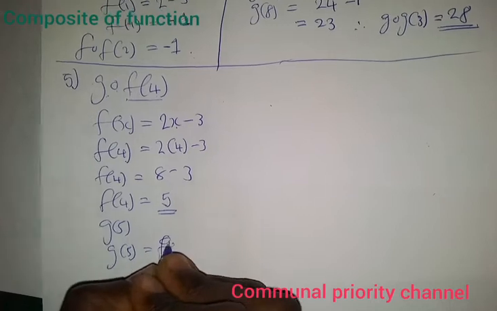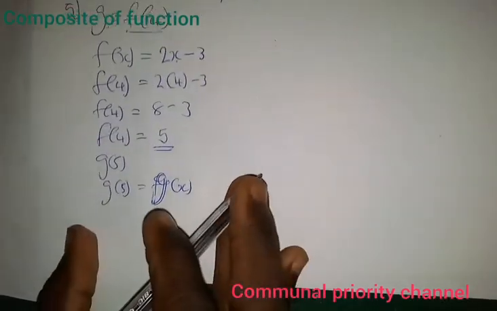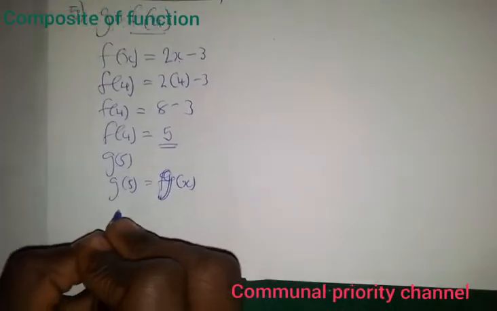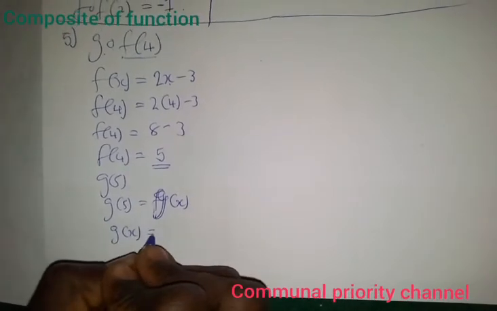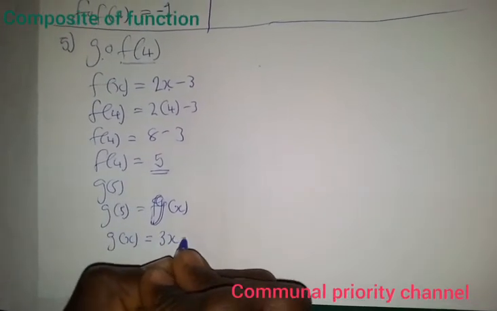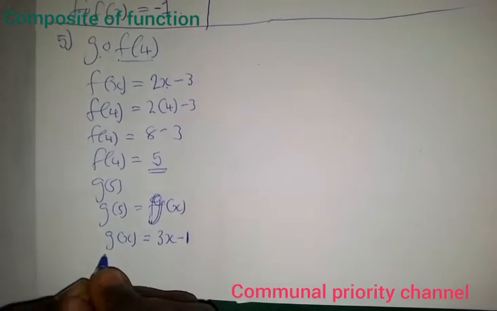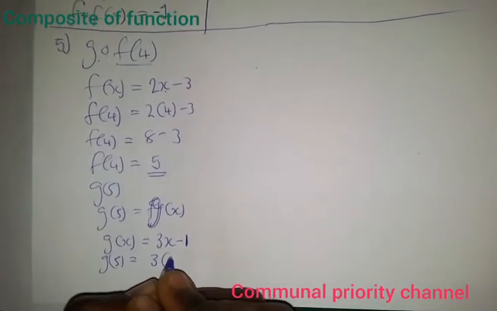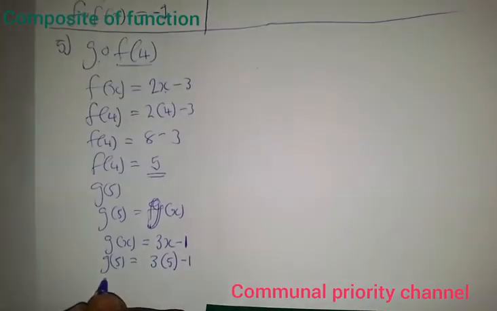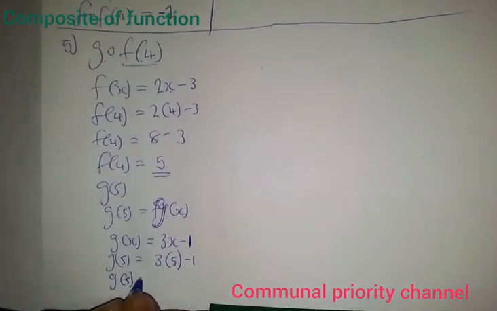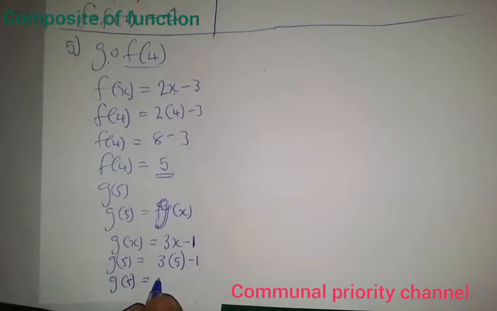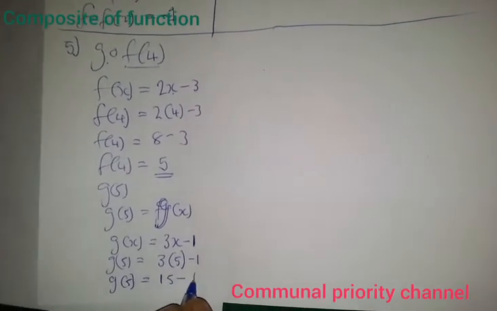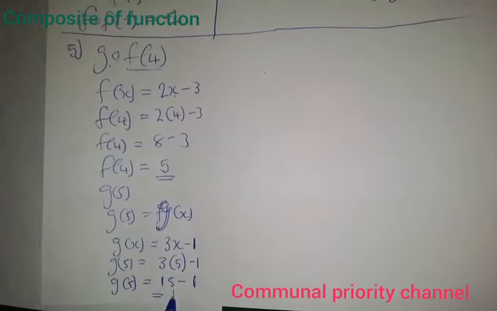So therefore, now our g of x we knew is 3x minus 1, as we have in the question. Therefore, our g of 5 will be equal to 3 multiplied by 5 minus 1. And our g of 5 now will be equal to 3 times 5 is 15 minus 1, which will give us 14.